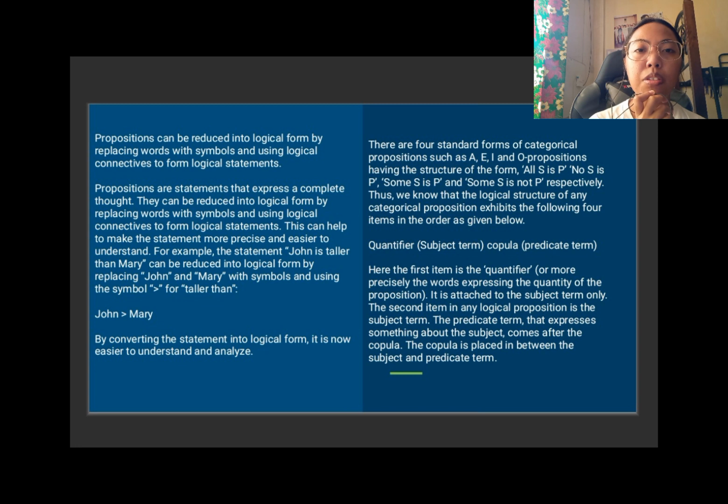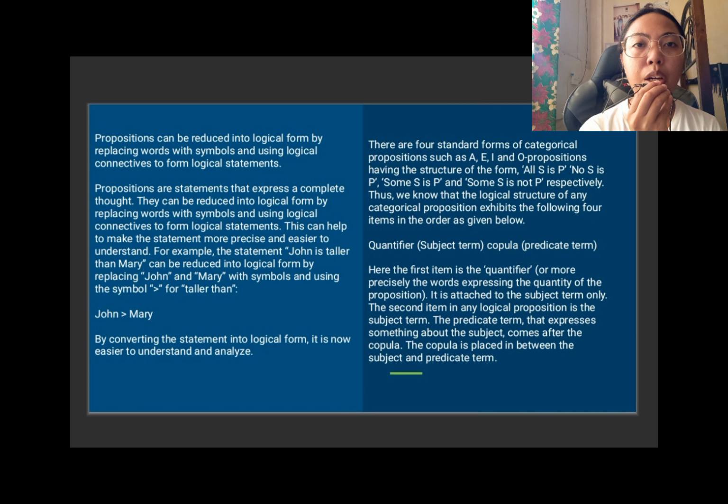Thus, we know that the logical structure of any categorical proposition exhibits the following four items in the order given below: quantifier, subject term, copula, predicate term. Here the first item is the quantifier, or more precisely the words expressing the quantity of the proposition.